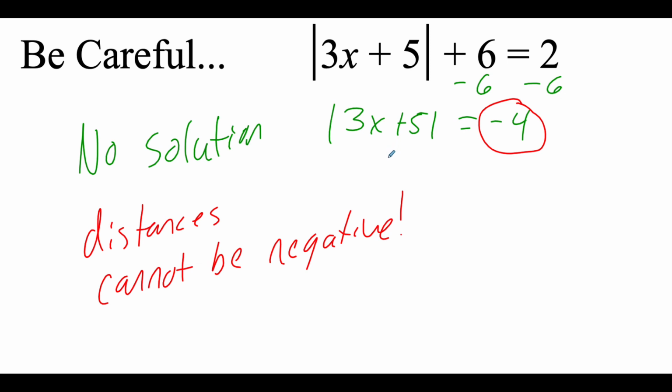So if you're solving an absolute value equation and you ever get the absolute value of something equals a negative number, that's a big clue that your equation is not going to have any solutions to it. So you have to be really, really careful when you're solving absolute value equations. You have to be on the lookout for negative answers because distances can't be negative.